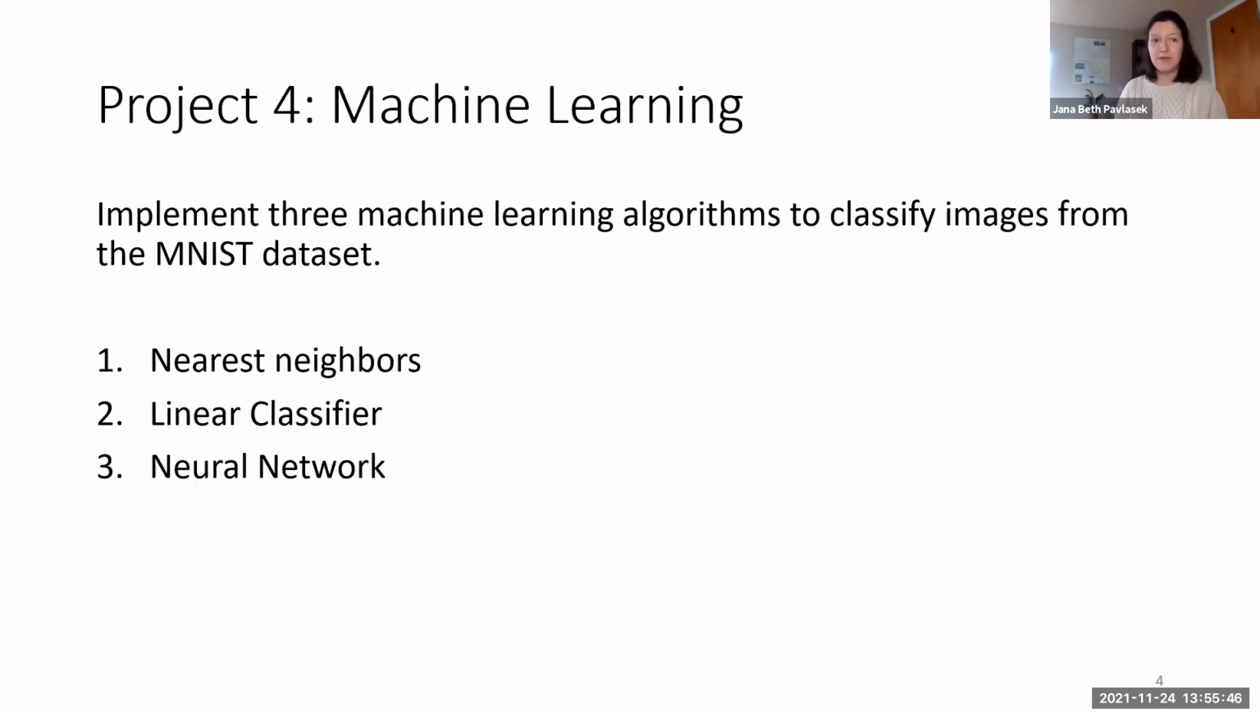Project 4 is a machine learning project where we're going to implement 3 different algorithms to classify images from the MNIST dataset, which consists of handwritten images of the numbers from 0 to 9. We're going to implement nearest neighbors, a linear classifier, and a neural network.